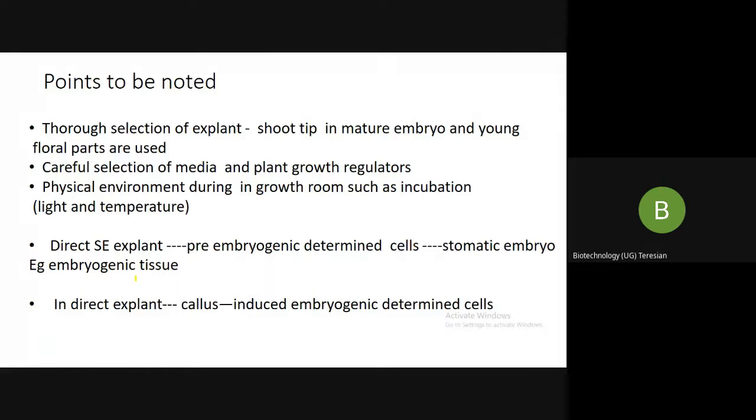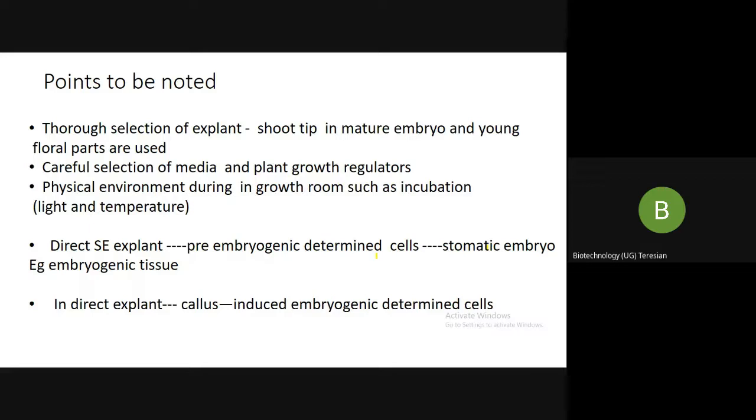For example, embryogenic tissue. If you take an embryogenic tissue as an explant, this tissue is already destined, or committed, to form only the embryo and nothing else. That is called pre-embryogenic determined cells. You took embryogenic tissue, which is somatic, and wanted to develop a somatic embryo, and obviously it will produce your somatic embryos because it is already committed to form the embryonic cells.